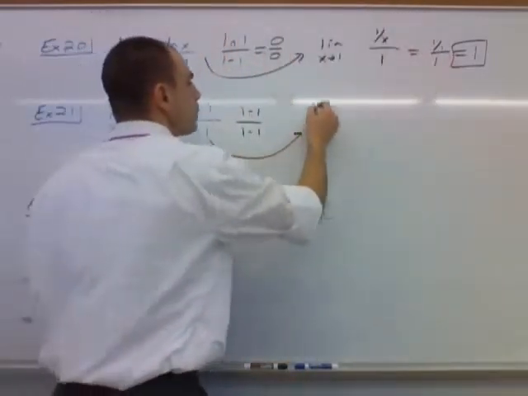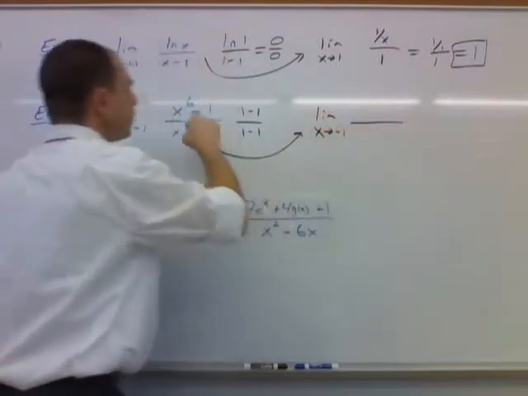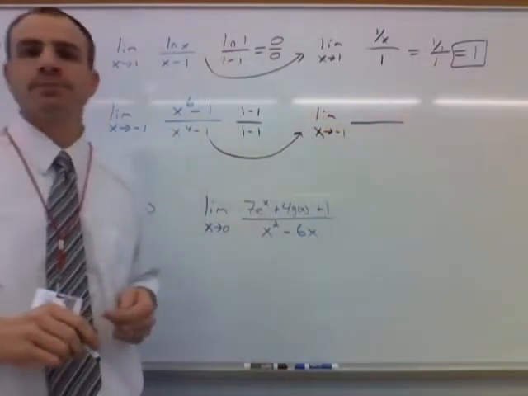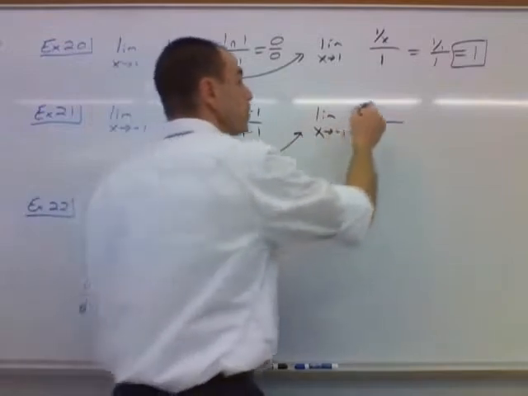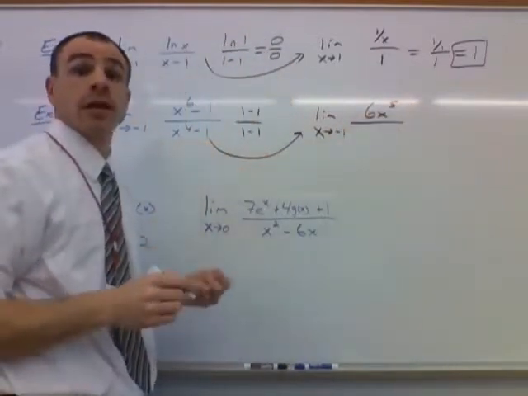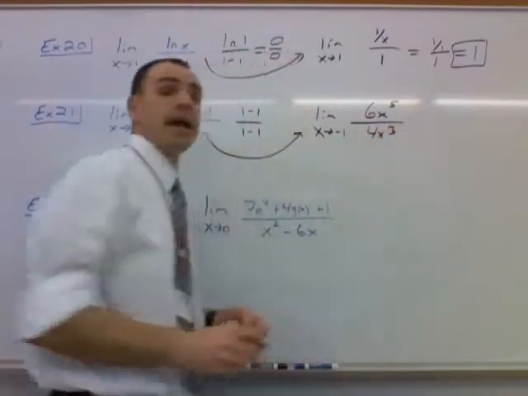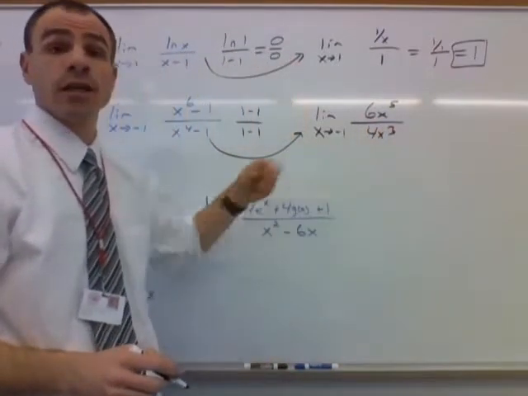We derive the numerator. So, limit as x approaches negative 1. What does our numerator derive to? Yeah, 6x to the 5th. Good. How about our denominator? It's going to be 4x cubed. You got it. Now what happens when we plug negative 1 in here?